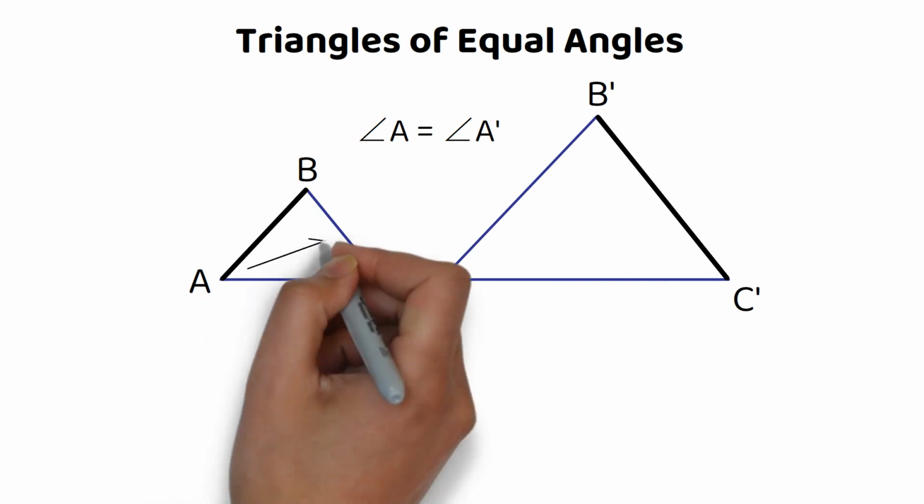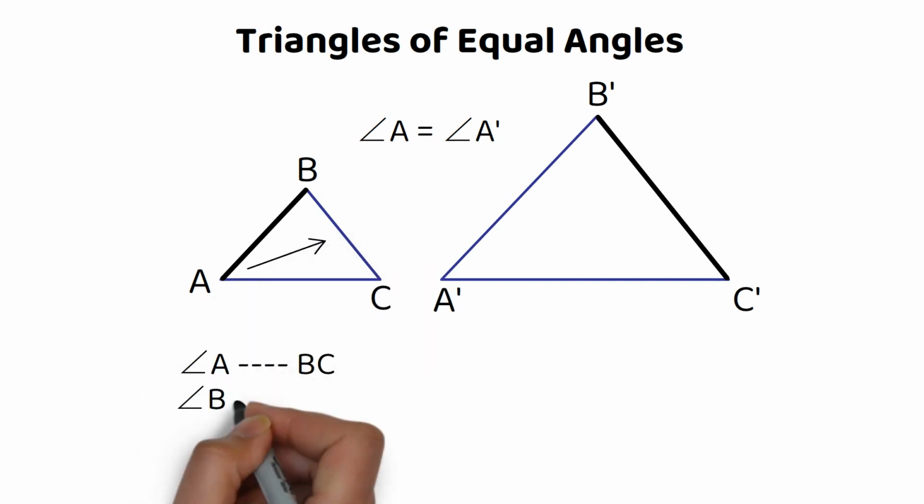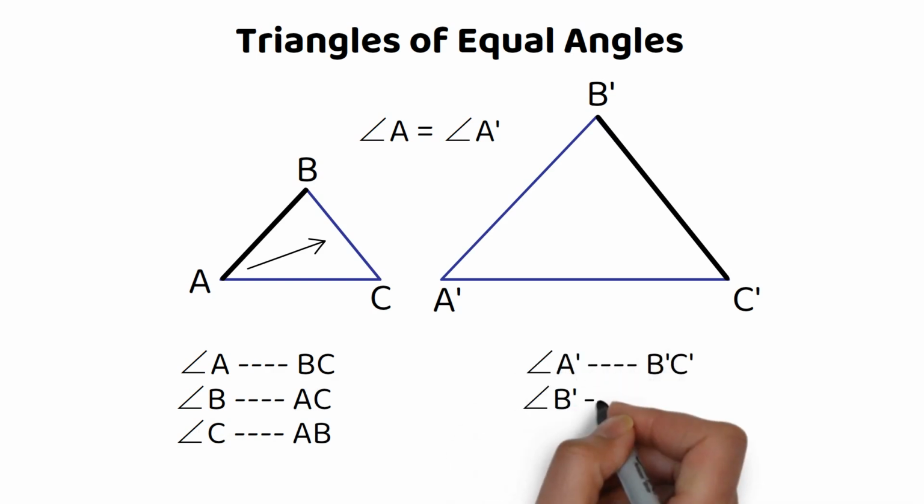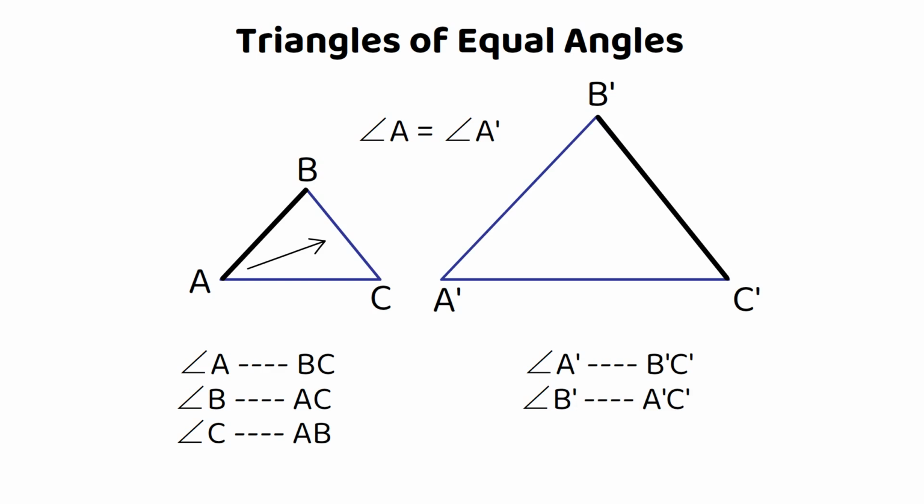The segment opposite angle A is BC, the segment opposite angle B is AC, and the segment opposite angle C is AB. Similarly, the segment opposite A' is B'C'. The segment opposite angle B' is A'C', and the segment opposite angle C' is A'B'. Now we form the following triplets of numbers.